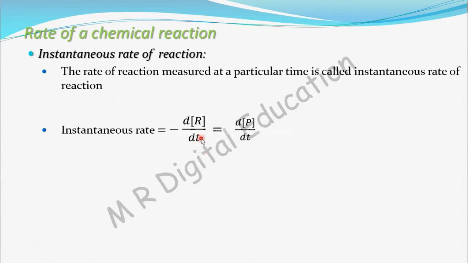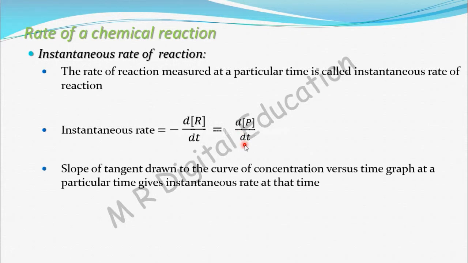But this dt is very small. This dt tends to 0. This minus sign indicates decrease in concentration of reactant. This is also equal to dp by dt, that is, change in concentration of product P divided by change in time, but this dt is very small.